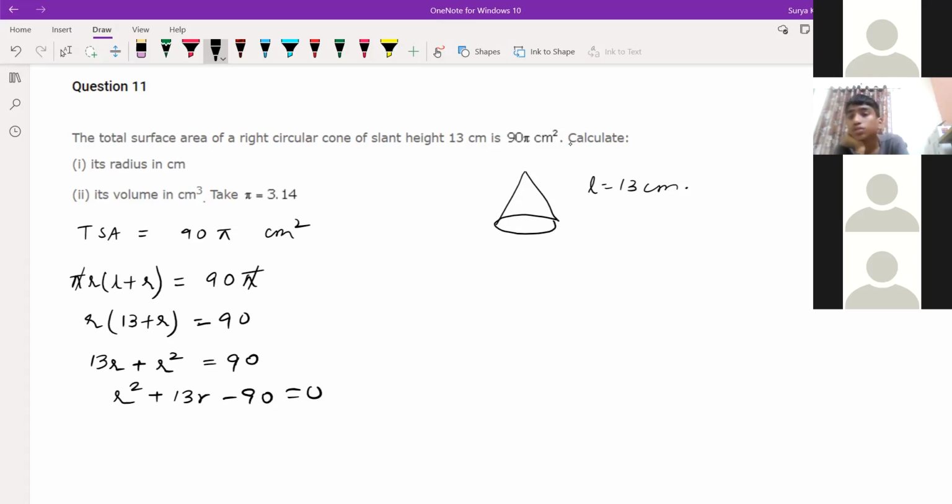Akshat. Yeah, sir. You are understanding? If you're not understanding, please let me know. If you have doubt in any steps, tell me, because if you know the formula, you can do it. I'll tell you only one concept here. In this question, we are using only one formula, that is, you remember TSA of cone is pi r into L plus r.